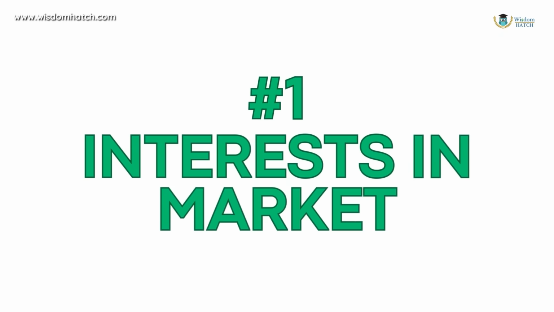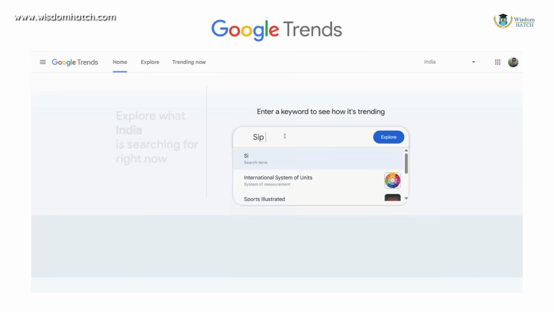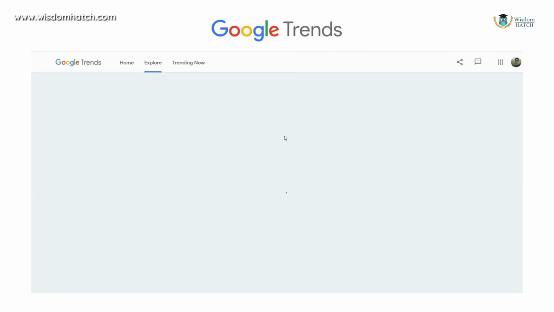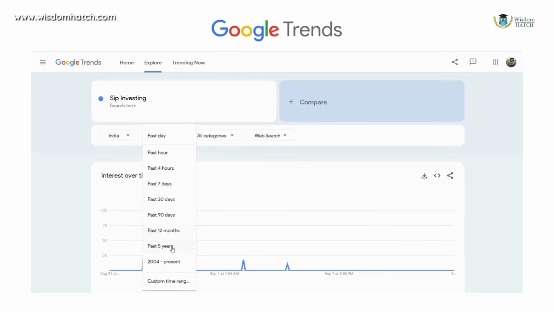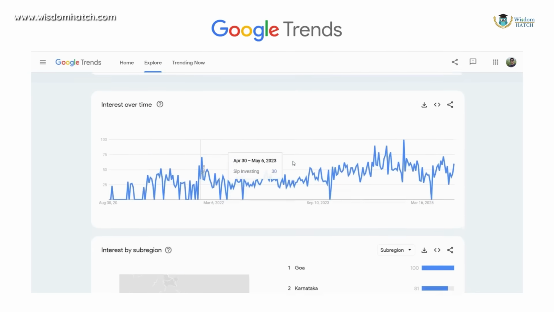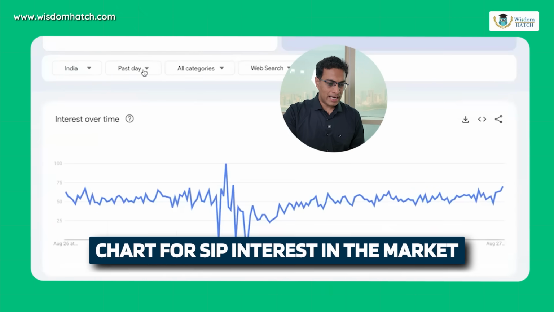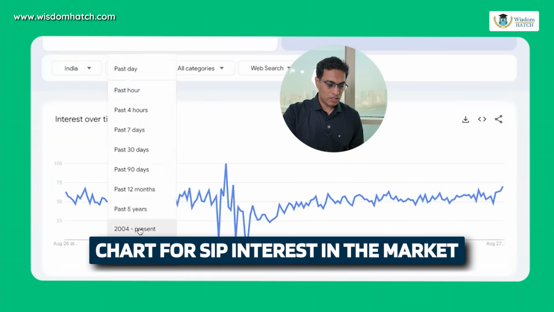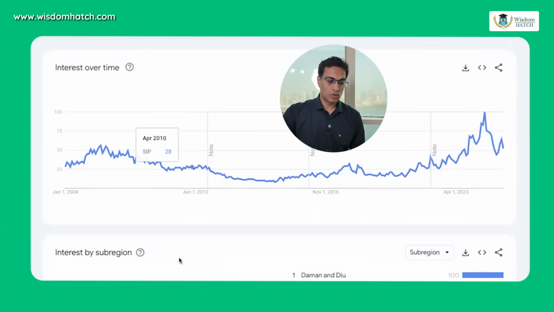The first key indicator is that you try to figure out the interest in the market. Now, how to do it? There is a website called Google Trends. You go there and you type out India. So look at data of the Indian stock market, and one of the proxies for interest in the Indian stock market is SIPs or systematic investment plans. Now go here and let's try to analyze this, right? Let's look from 2004 to present, and what is it that you would notice?